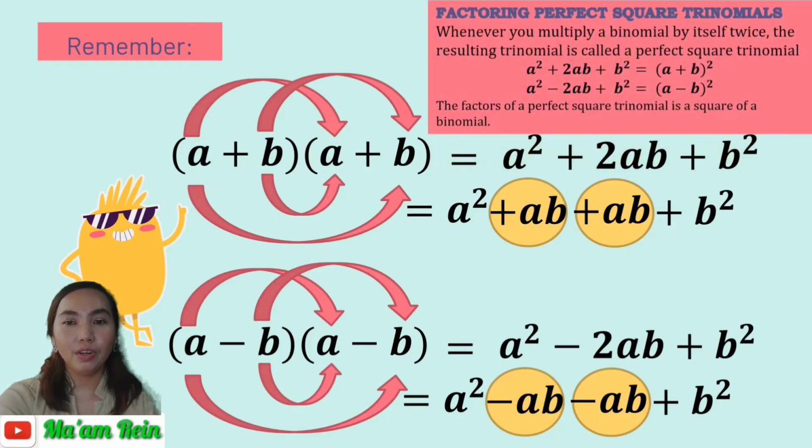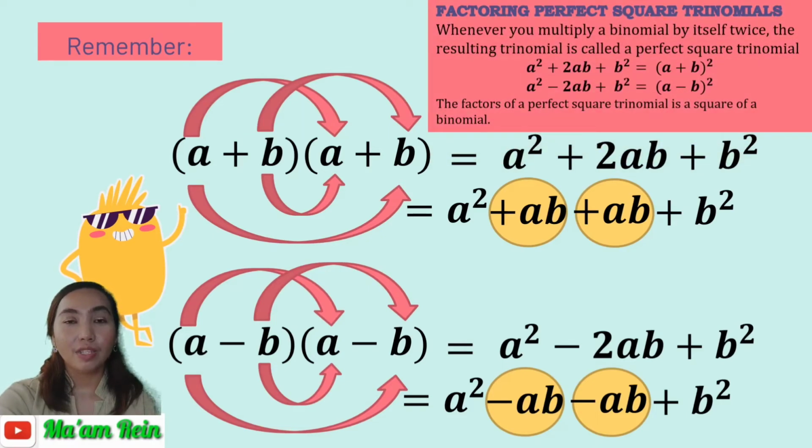So, if you notice, these are square of a binomial. The answer is perfect square trinomials. So, in factoring perfect square trinomials, babalik na rin lang natin siya. So, magiging ang sagot niya is the square of a binomial.